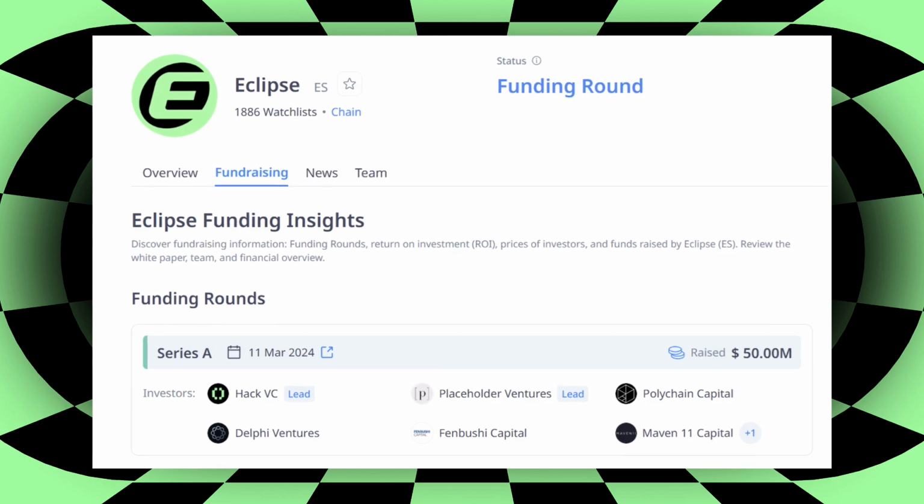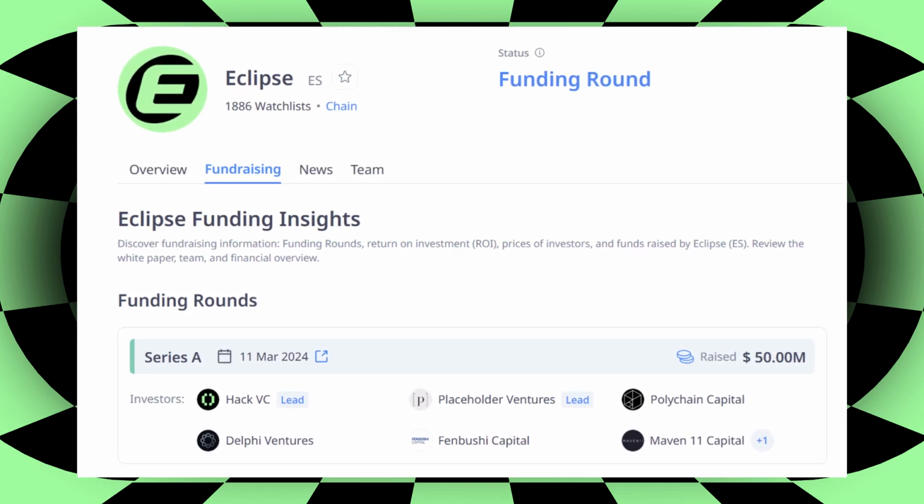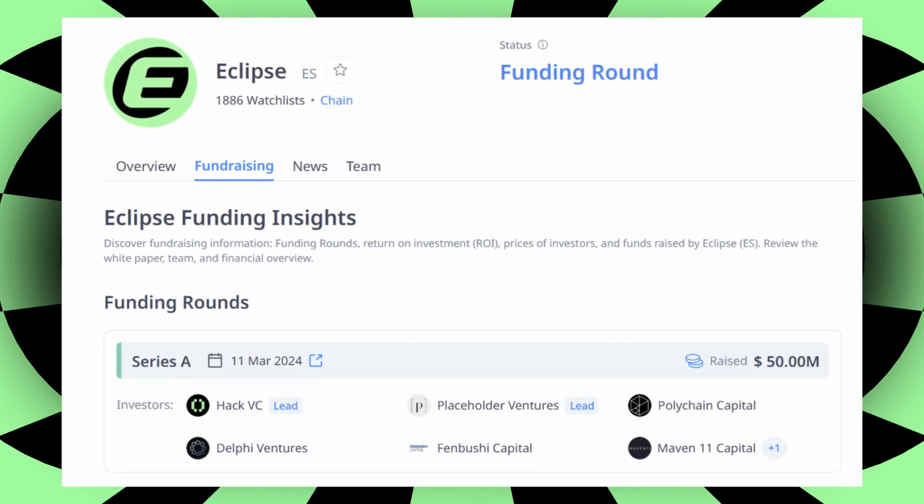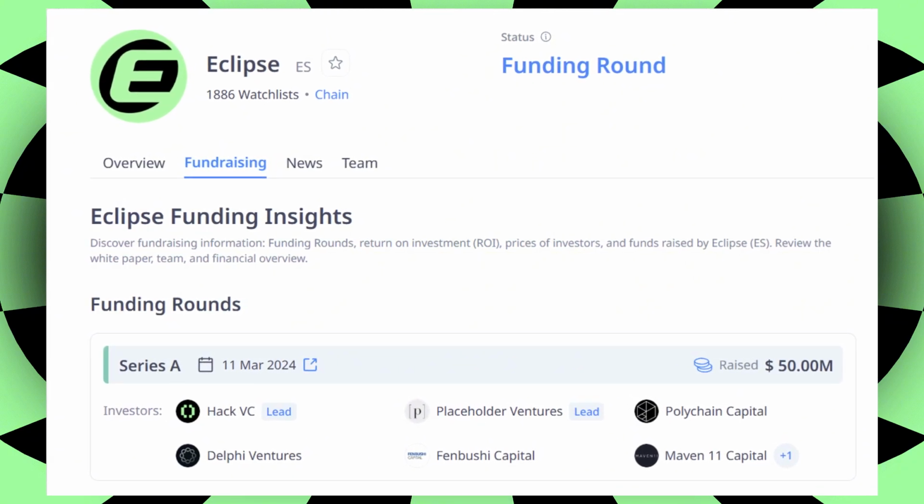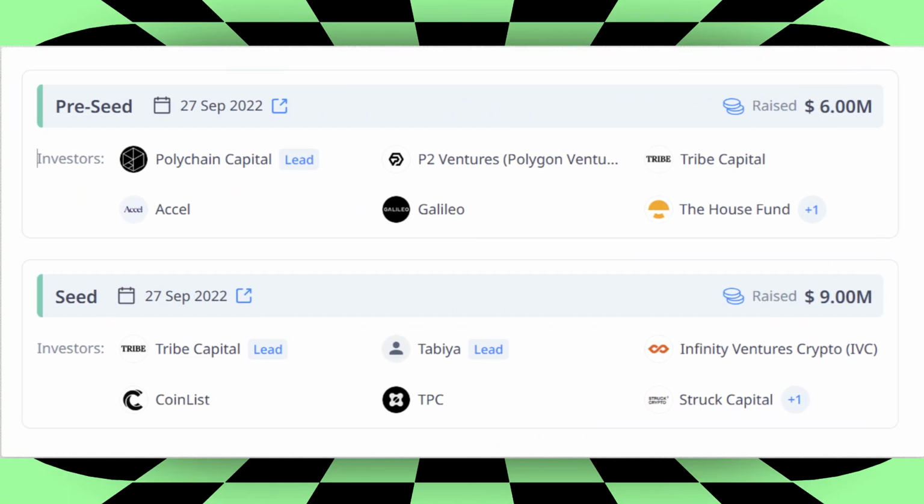Finally, let's talk about the Eclipse token ES price prediction. First is the funding. In Series A 2024, Eclipse raised over $50 million from top crypto VCs including Polychain Capital, Hack VC, Celestial Labs, and more. They also previously raised about $15 million from 2022 seed and pre-seed rounds.